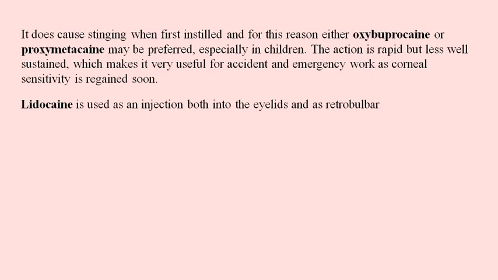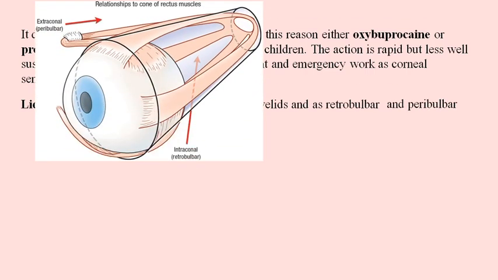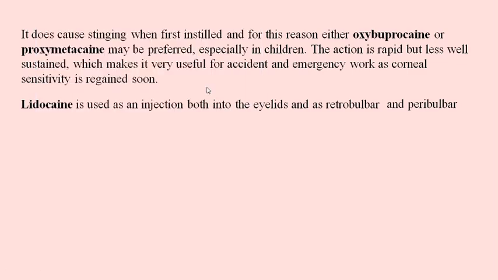Lidocaine is used as an injection both into the eyelids and as retrobulbar and peribulbar injection. Here you can see this space, this is the extracorneal or peribulbar space, and the space outside it is extracorneal or peribulbar. The space inside here is the intracorneal or retrobulbar space. Lidocaine is used as injection both into the eyelids and as retrobulbar and peribulbar injections for globe surgery.